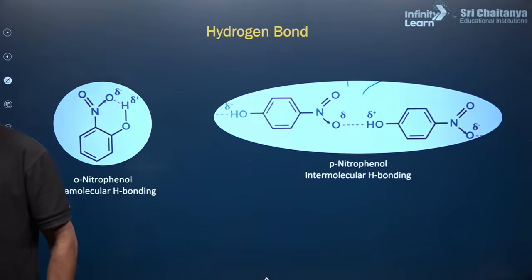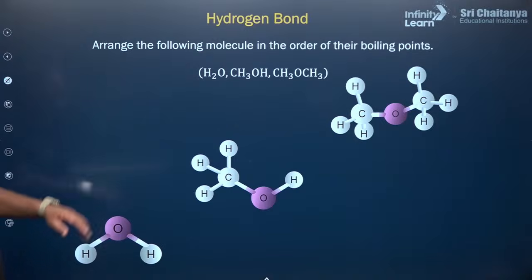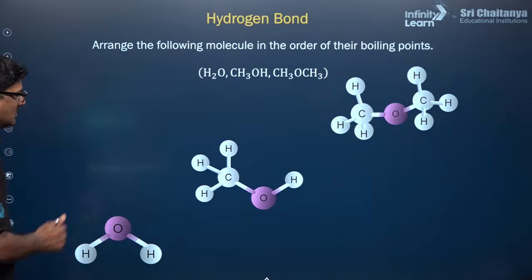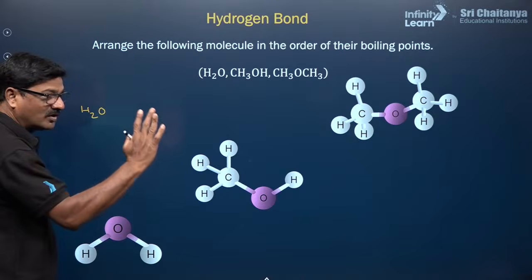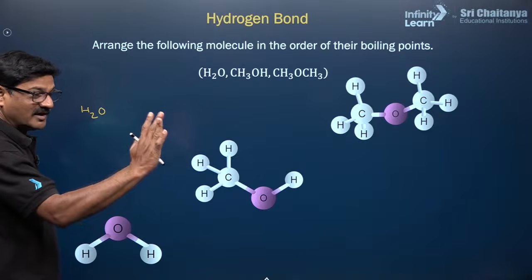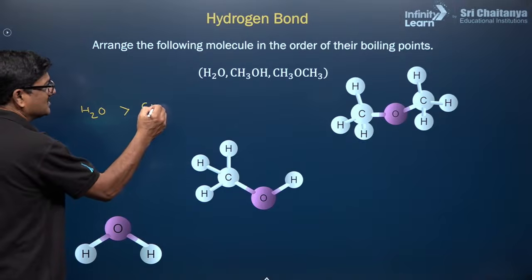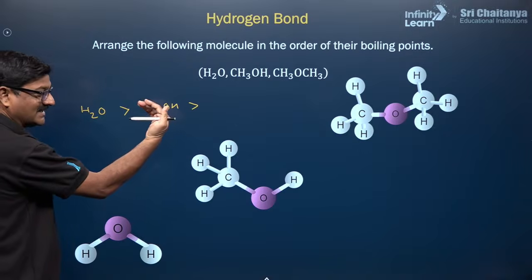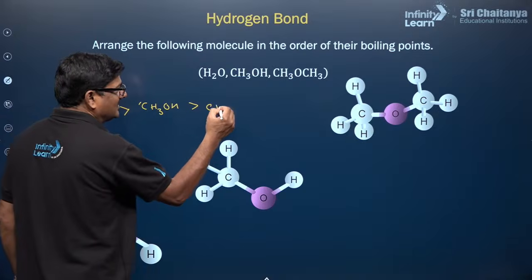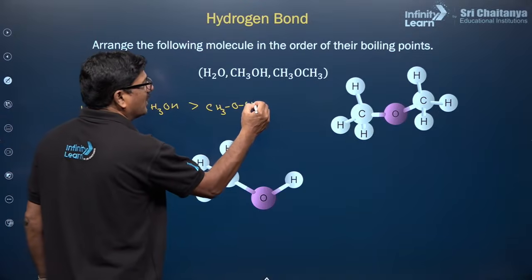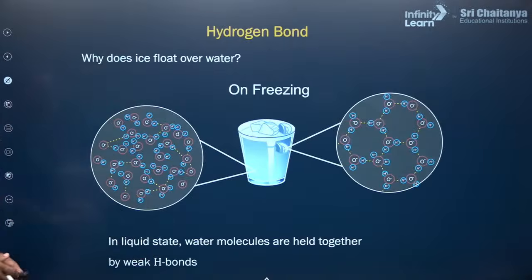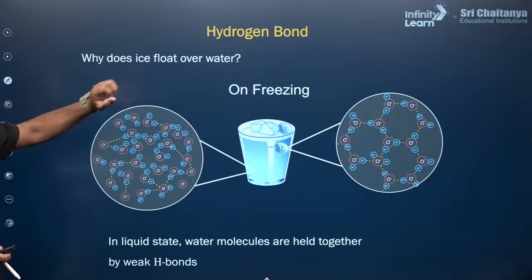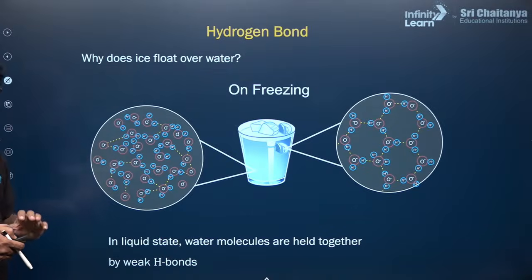Isn't it clear? And also arrange the following molecules in order of their boiling point. So water is going to have 4 intermolecular hydrogen bonding with neighboring water molecules. Then CH3OH, because of the alkyl group, this hydrogen bonding extent is less. Then ethers actually don't form the hydrogen bonding. So I want to say, why does ice float on the water? On freezing, what will happen?